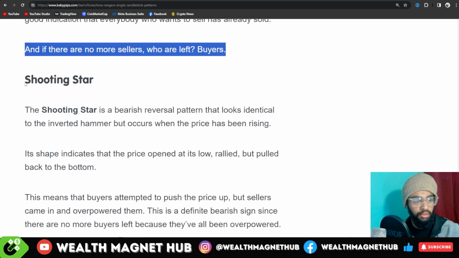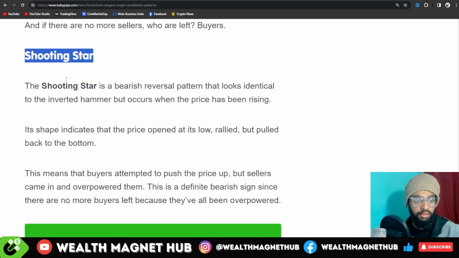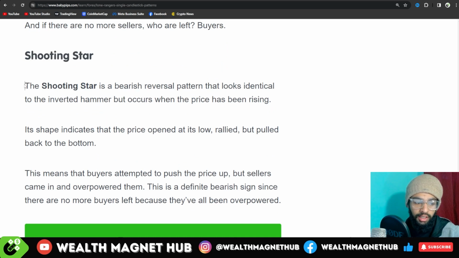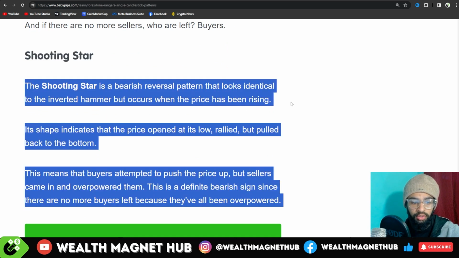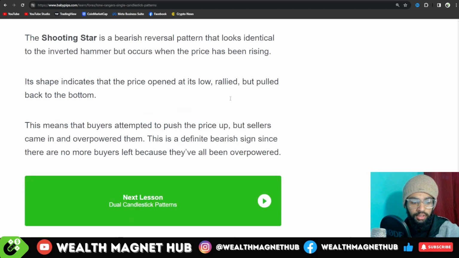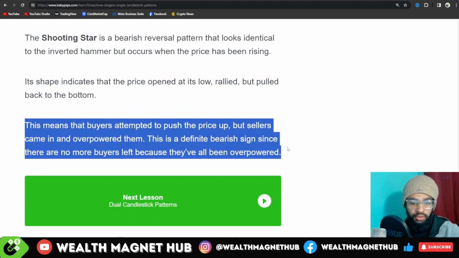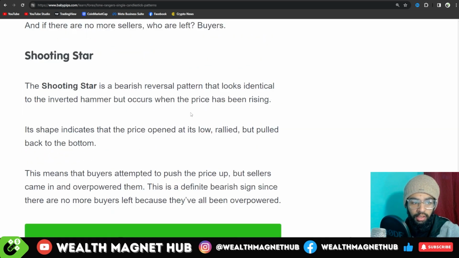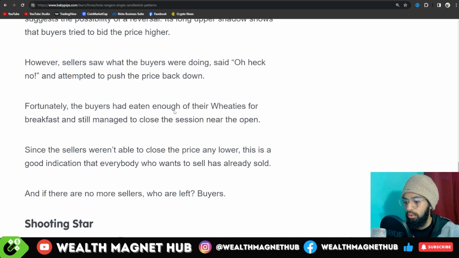side. Now let's talk about a shooting star. A shooting star is basically the opposite of that. It is a bearish trend reversal, and the price has been rising, and we see this, and we can obviously tell the sellers are stronger than the buyers, and that's what ends up happening after we see a shooting star.